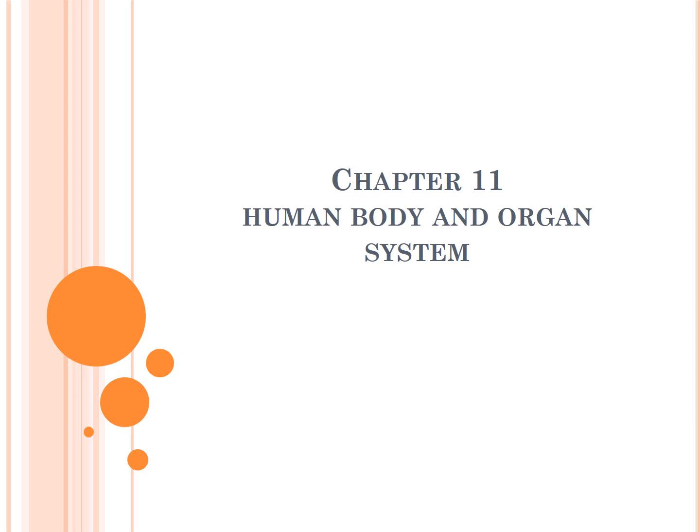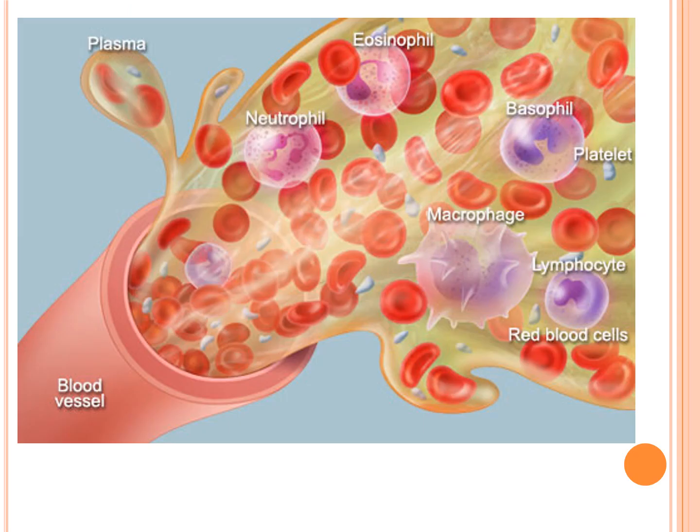Today we are going to continue and complete the remaining part of chapter 11, Human Body and Organ System. Today we are going to start learning about blood. Blood is a red colored connective tissue. Why is it called connective tissue? Mainly because it connects different parts of the body.